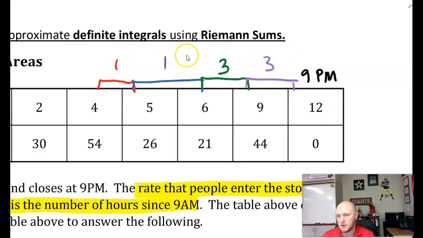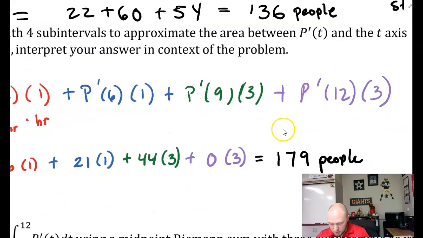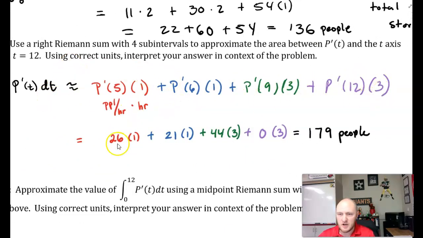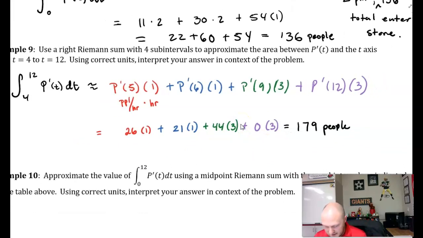The heights are determined by the right side, the right point. So we used p prime of 5, which was 26, p prime of 6, which was 21, p prime of 9, which is 44, and p prime of 12, which is 0. You can see those calculations here. And we got 26 times 1 plus 21 times 1, that gives us 47, plus 44 times 3, 132, plus the 47 gave us 179, and our last one was 0 times 3, which gave us 0. So the answer is 179 people.